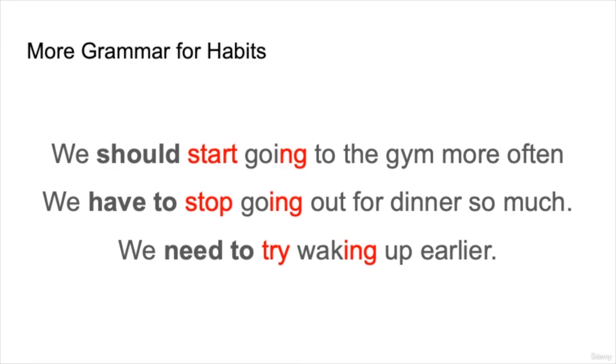We have to stop going out for dinner so much. Right now, we go out for dinner a lot, many times a week, and it's getting very expensive, so we have to stop going out for dinner so much. We need to try waking up earlier. So right now, we sleep in very late, and we are not feeling healthy. So if we want to feel more alert and we want to feel healthier, we need to try waking up earlier. So all of these are ways of talking about habits, which is a common use of should, have to, and need to.